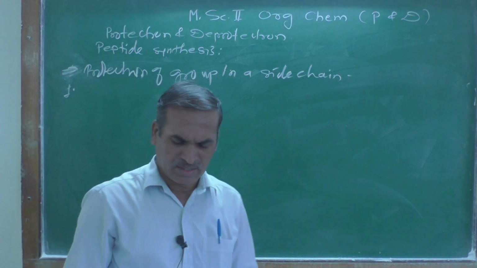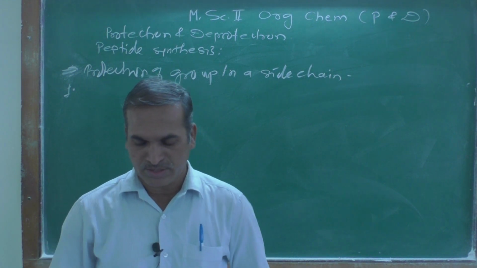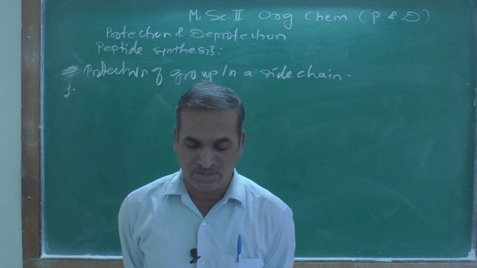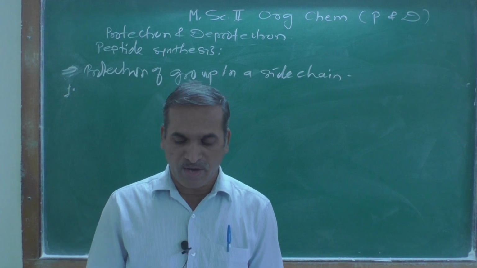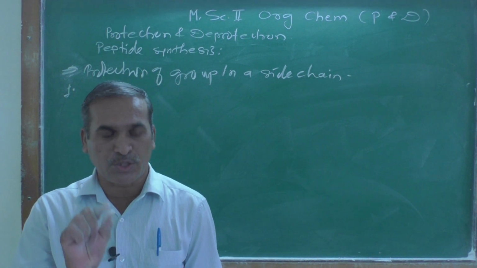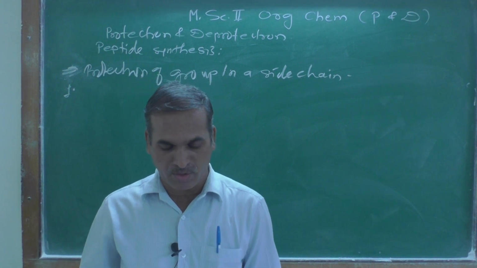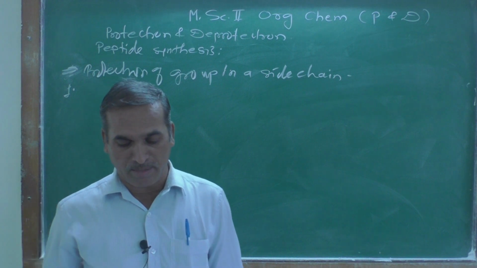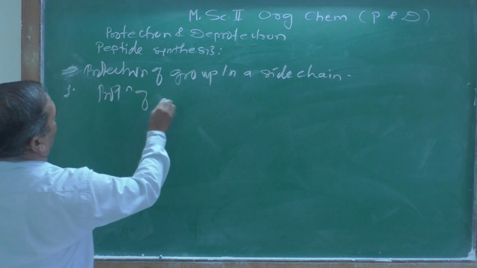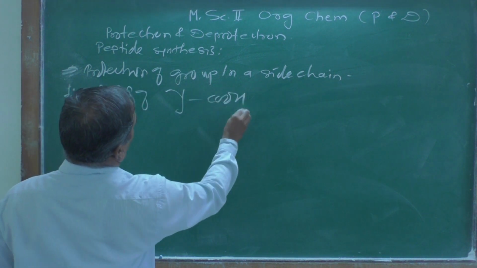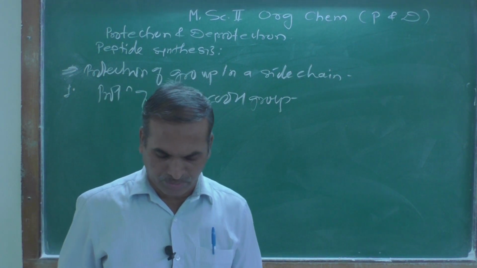First point: selective protection of the alpha or gamma COOH group in the side chain of glutamic acid, or the alpha or beta COOH group of aspartic acid. These are the amino acids, and now the protection of the gamma COOH group. This is how it gets protected.